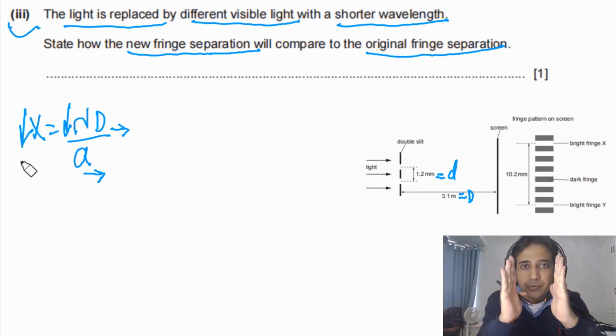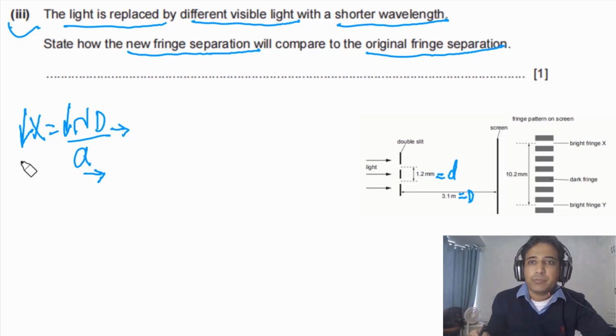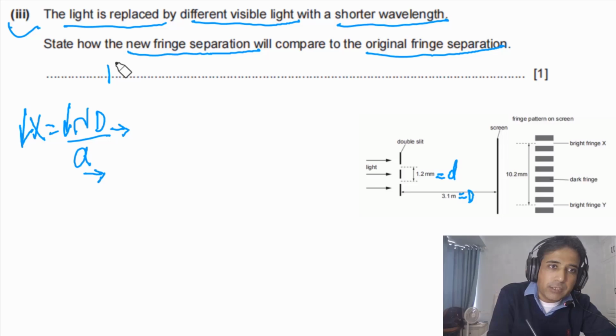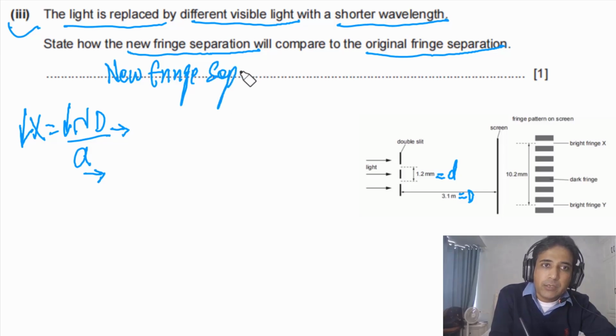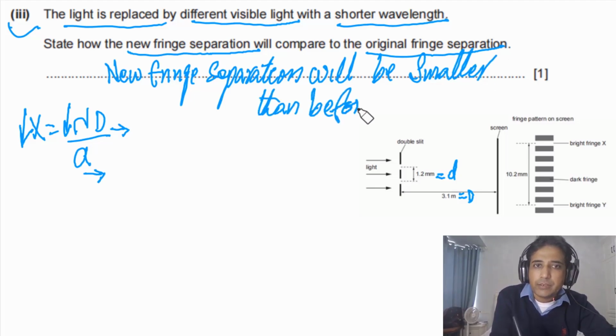It means that fringes will be closer than before. So the fringe separation will decrease and fringes will be closer to each other. So this is simply what we need to write down. We can say new fringe separation will be smaller, or you can say fringes will be closer. New fringe separation will be smaller than before. So this is how we can answer.